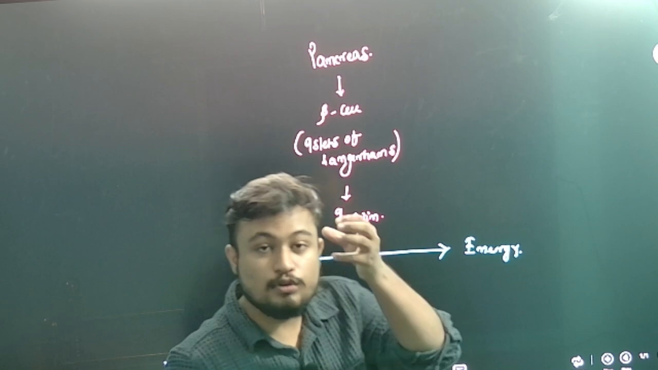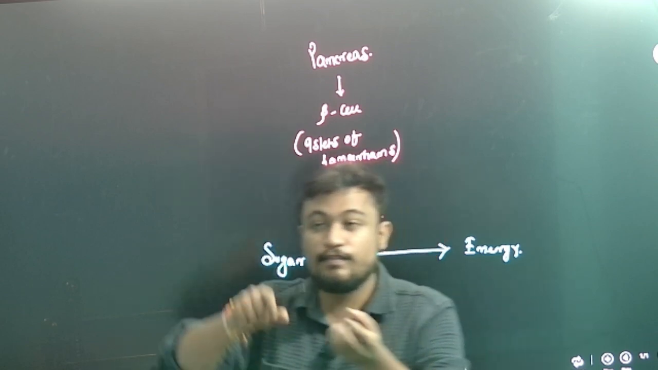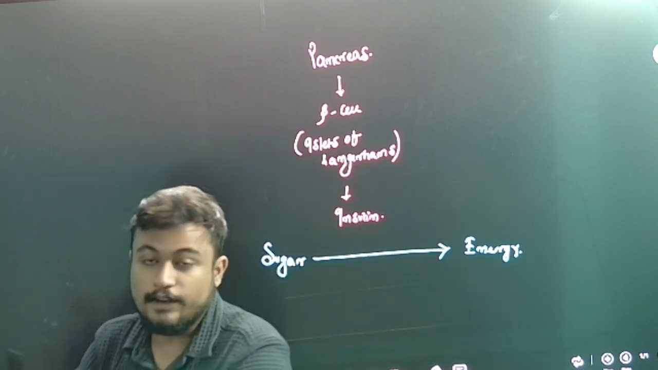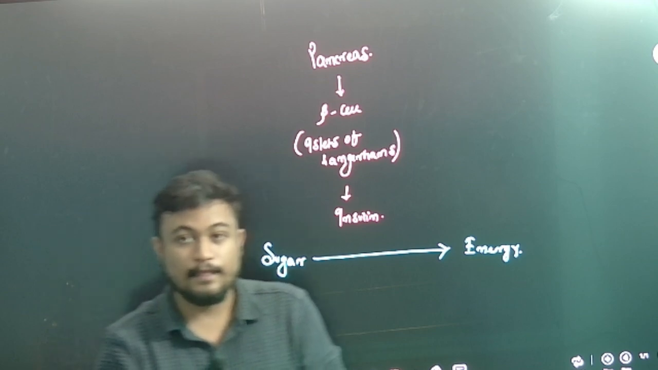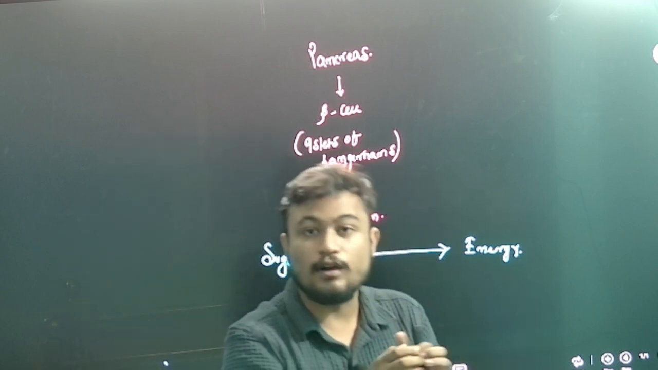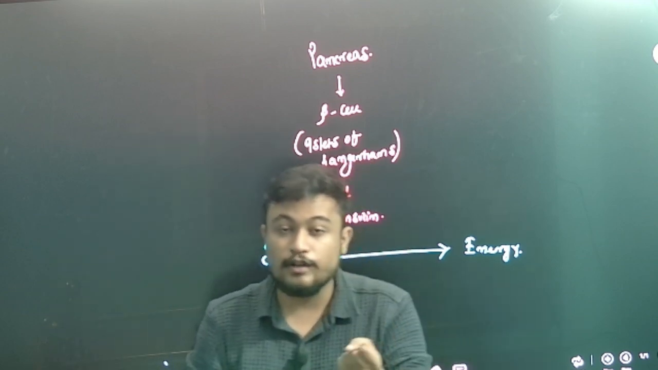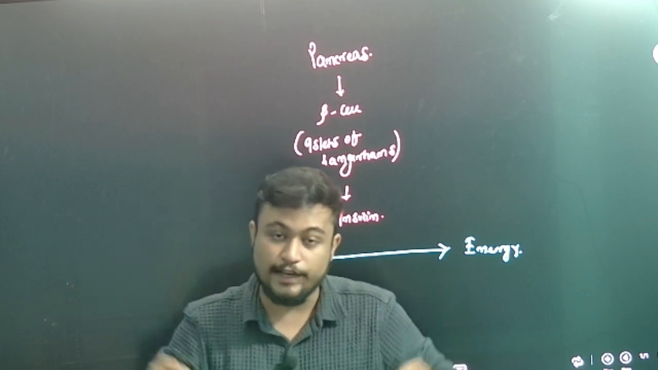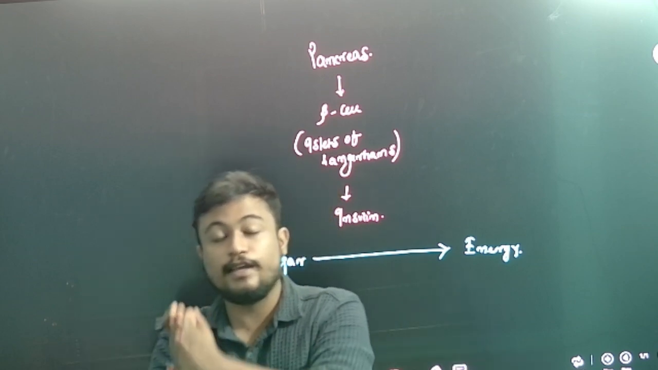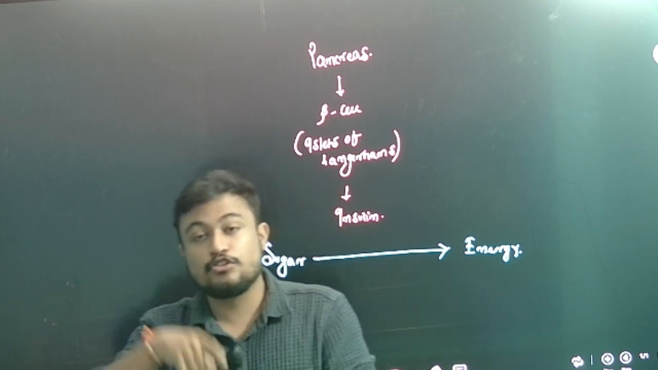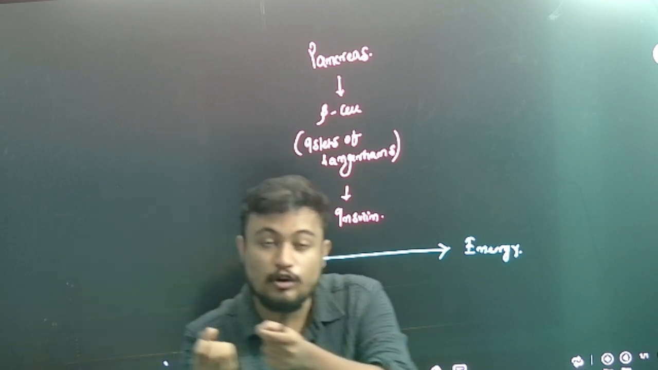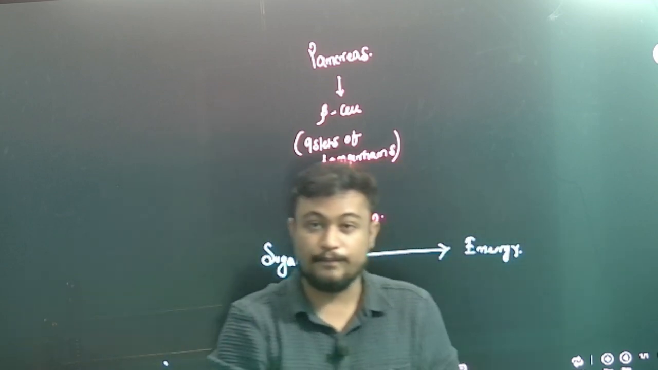Okay, so the sugar of the blood enters into the cell in presence of insulin. अगर इंसुलिन नहीं होगा तो the sugar in the blood will accumulate, so the blood sugar level will increase, as the sugar in the blood will not be able to enter into the cell.